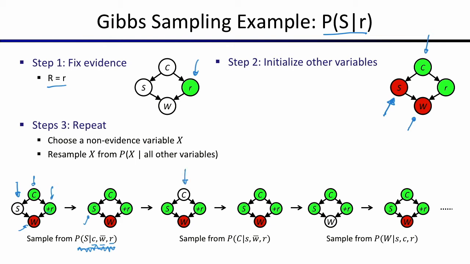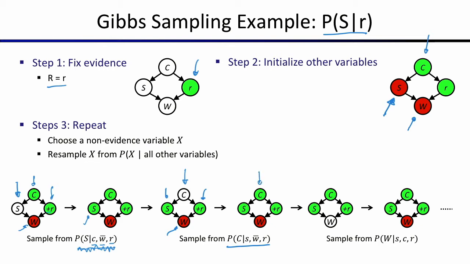And I will sample a value for C according to this distribution here. We see that the distribution is specified by all the values that we have in the network. So it's going to be S true, W false, and R true. Again, we don't have this conditional probability readily available. It's not one of the parameters of the network. We can look at the network here, and it's not one of the parameters, so we have to do a little bit of inference in order to compute this. And we sample again, and let's suppose that we sample the value true for C.